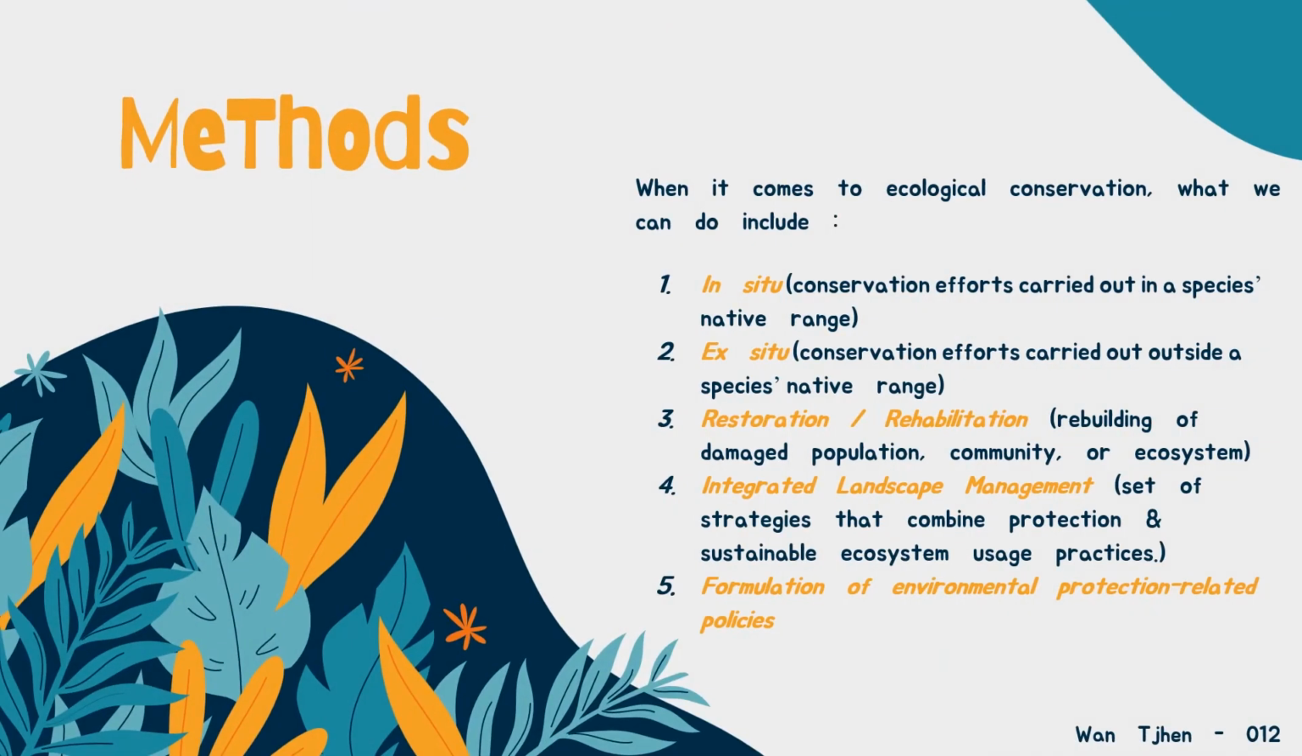Alright, so the methods that we can use for ecological conservation include in situ, carried out in a species' native range; ex situ, outside a species' native range; restoration or rehabilitation, rebuilding of damaged population, community or ecosystem; integrated landscape management, a set of strategies that combine protection and sustainable ecosystem usage practices; and formulation of environmental protection related policies.